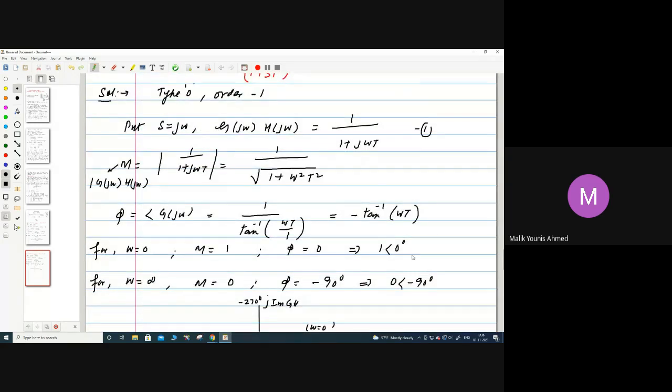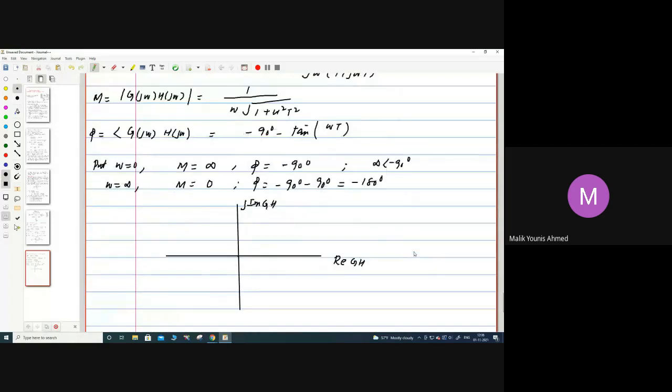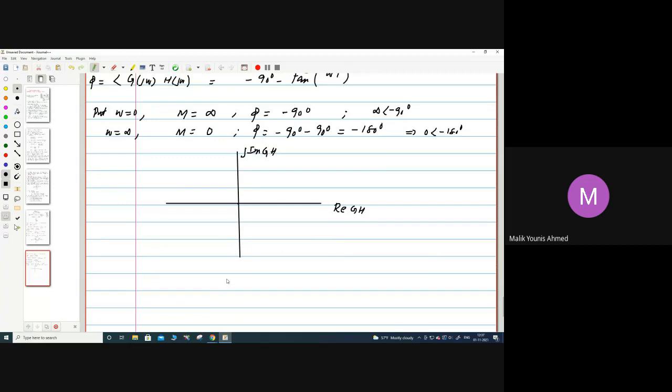Just like this, infinity at an angle of minus 90 degrees. So this will be 0 at an angle of minus 180 degrees. These two points we have to plot. So it is coming from infinity, from minus 90. So this is 0 degree, minus 90 degrees. I will write it for your convenience: minus 270 degrees, and again this is minus 360, which is 0.